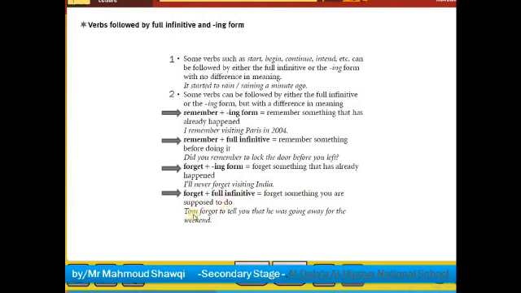Okay? For example, Tom forgot to tell you that he was going away for the weekend. Tom forgot to tell you. Here, Tom forgot something he is supposed to do. Here, I forget something I had already done in the past. Okay?